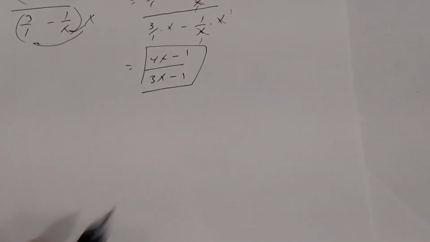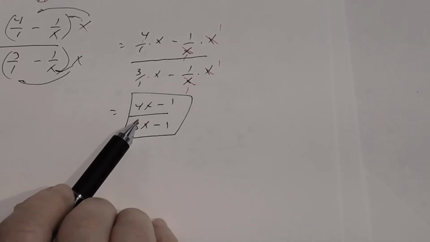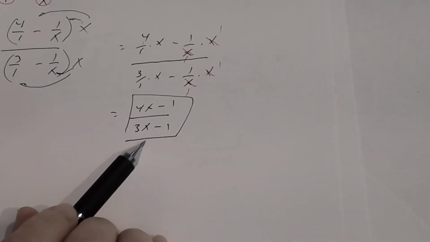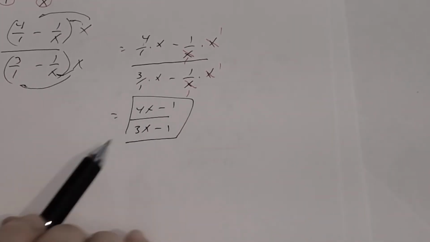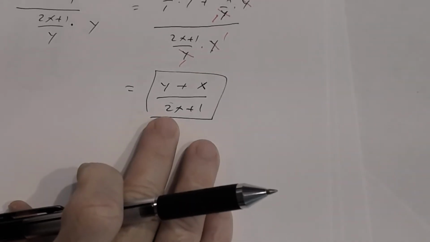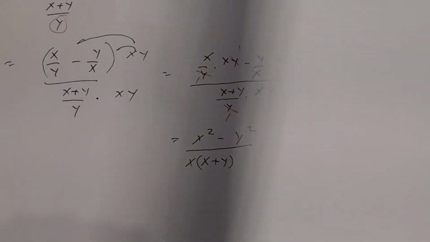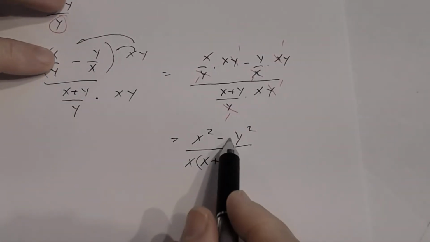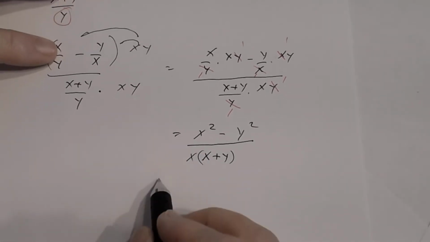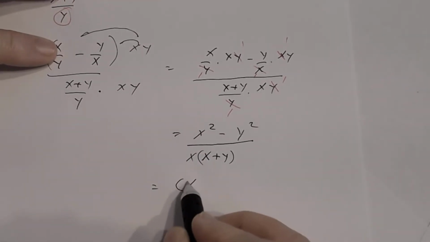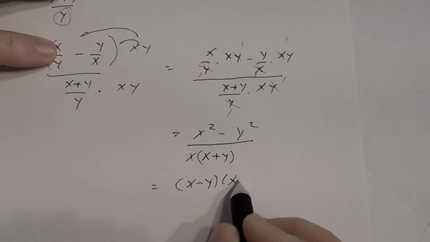So notice that when we did the previous one, when I got to that point, I couldn't factor any further, and I didn't have any common factors. The same thing in number 3. I couldn't factor any further, and there were no common factors. But here I can, because look, that's the difference of 2 squares. So I can factor the difference of 2 squares as x minus y times x plus y.